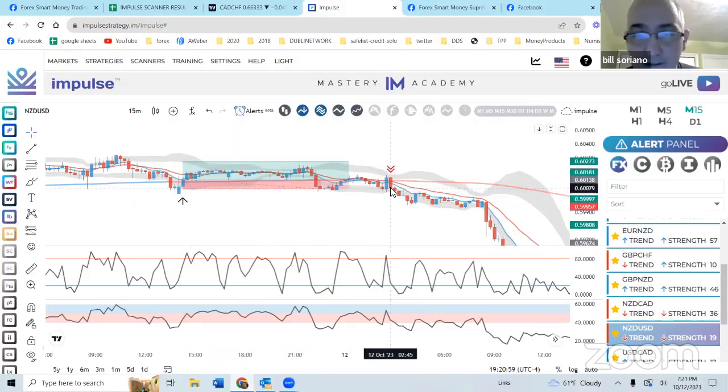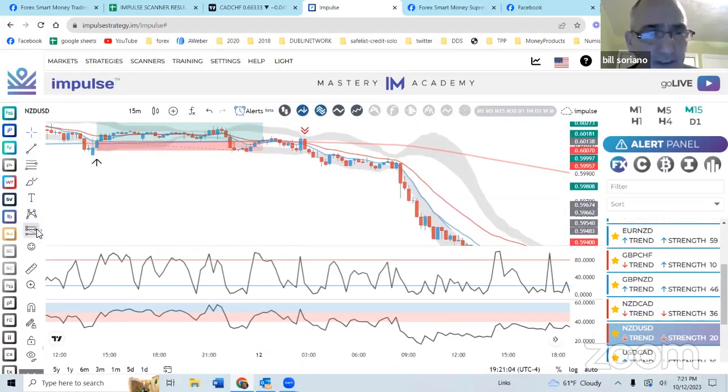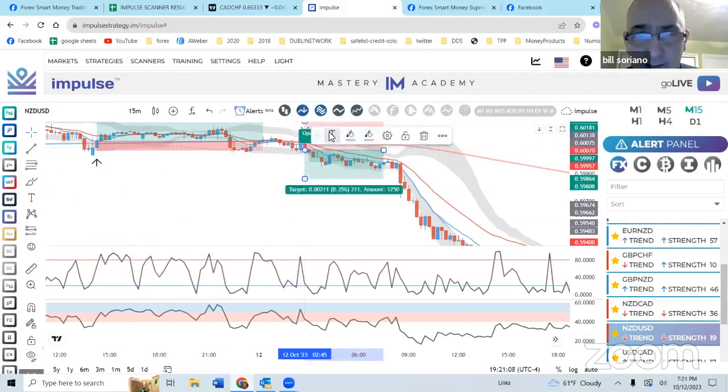Now, right here, we get in this trade at a loss. And then what do we see right away? We see that we would get right back in, right? Short position right there.